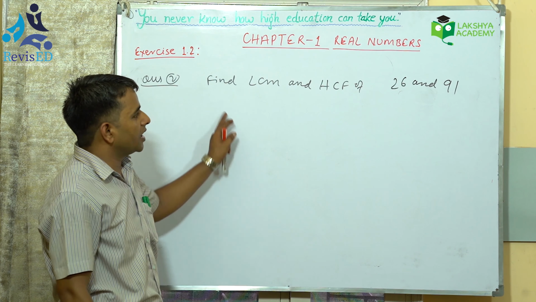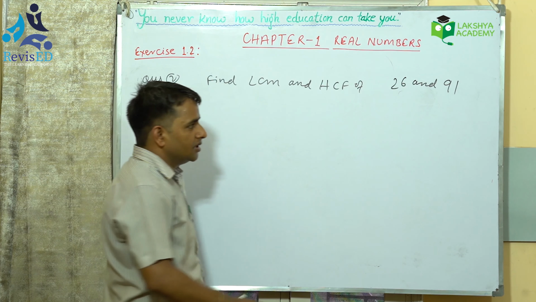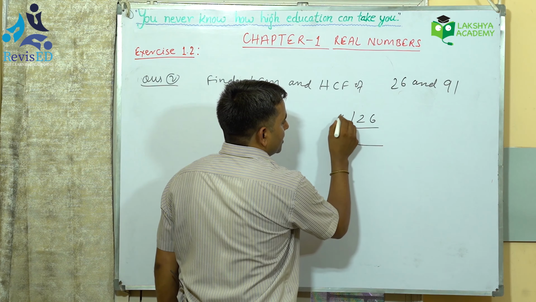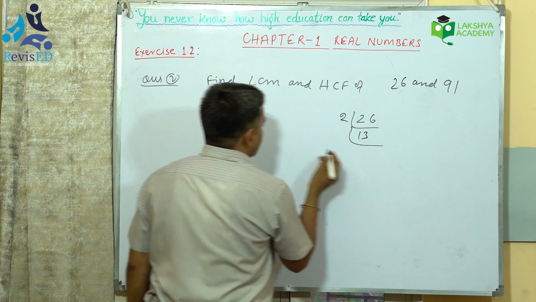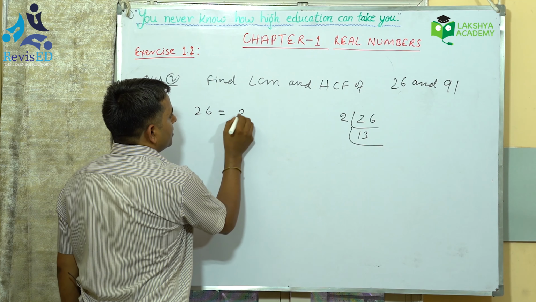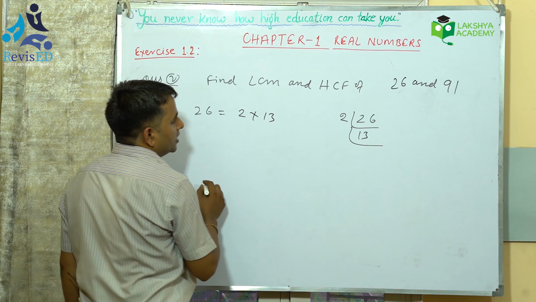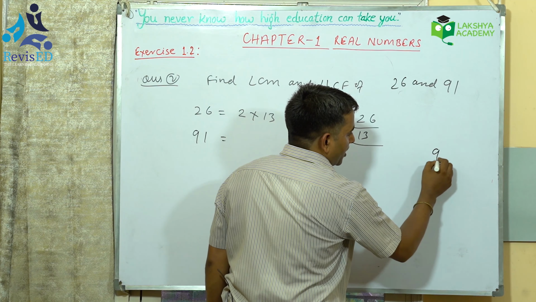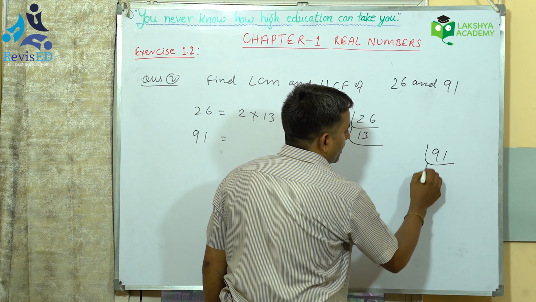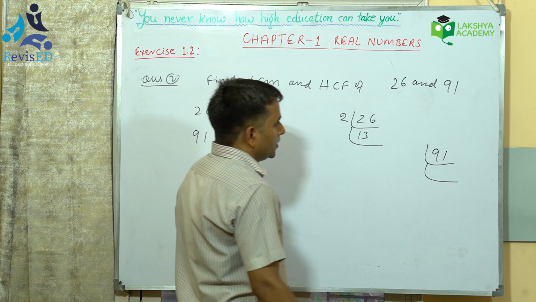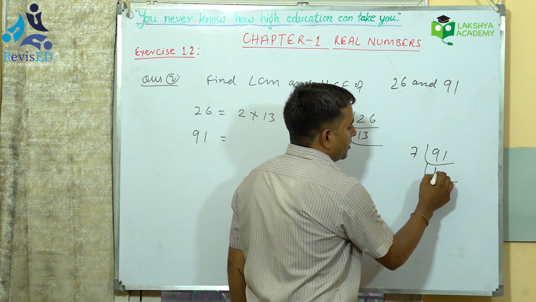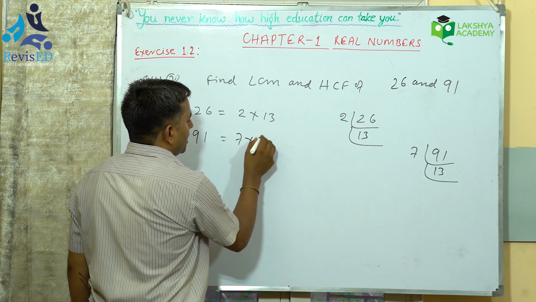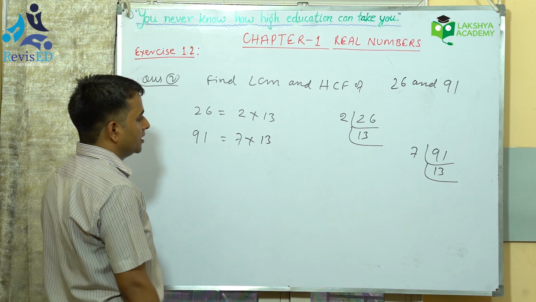The first step is to find the prime factors of both the numbers. Prime factors for 26 we can write this way: 2, 13. So the prime factors of 26 are 2 into 13. Similarly, find the prime factors for 91. On dividing by 7, this will be 13. So the prime factors of 91 are 7 into 13.